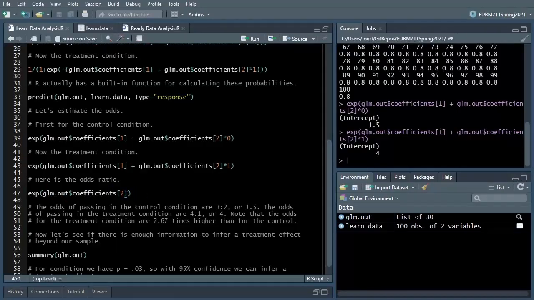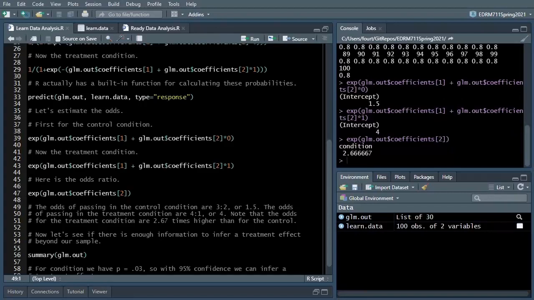So look what I've done here. That's exactly what I've done, is taken just that second coefficient and take E to that power. And what do we get? 2.67. You've seen that before. That's 4 divided by 1.5. That's the odds ratio. The odds of passing in the control condition are 3 to 2 or 1.5. The odds of passing in the treatment condition are 4 to 1 or 4. And the odds for the treatment condition are 2.67 times higher than they are for the control.